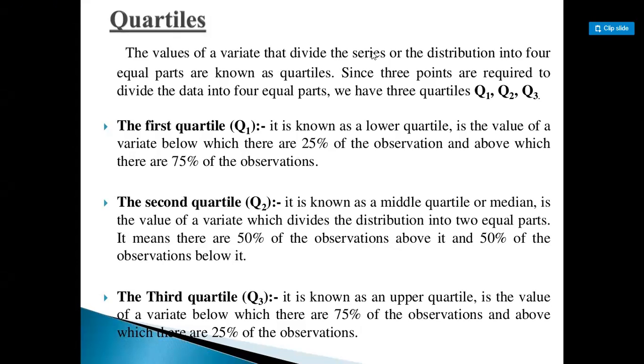Similarly, there are other positional values which divide a series into a number of parts. The most common positional values besides the median are quartiles, which means we have to divide the series into quarters, so one quarter, two quarters, and three quarters. Here we can discuss quartiles first. Quartiles divide a series into four equal parts.